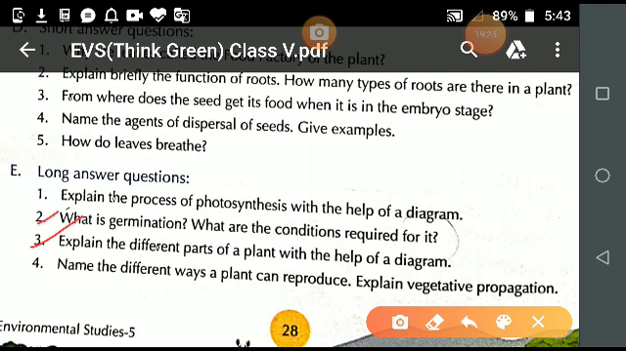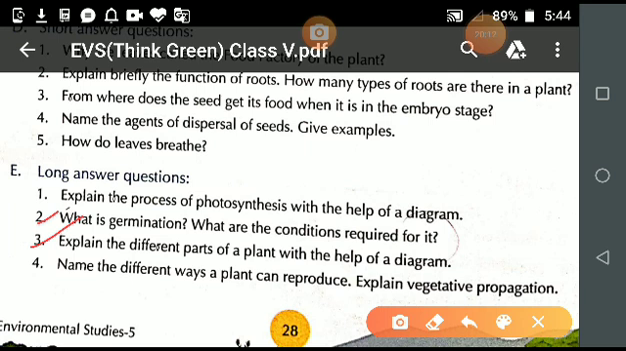Now let's discuss stem. When I explain about stem, what is the role of the stem? Stems support the plant. It transports water and minerals from the root, because from the soil the root absorbs water and minerals, and from the root the stem transports water and minerals to other parts of the plant.